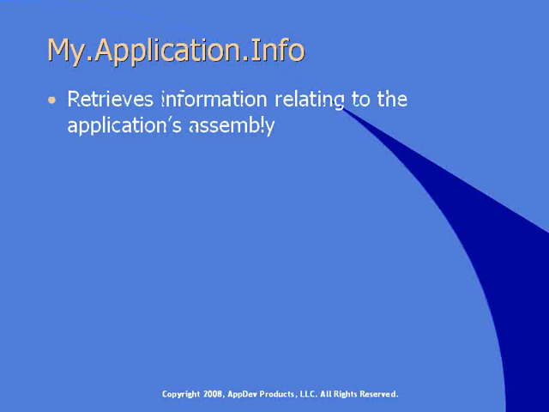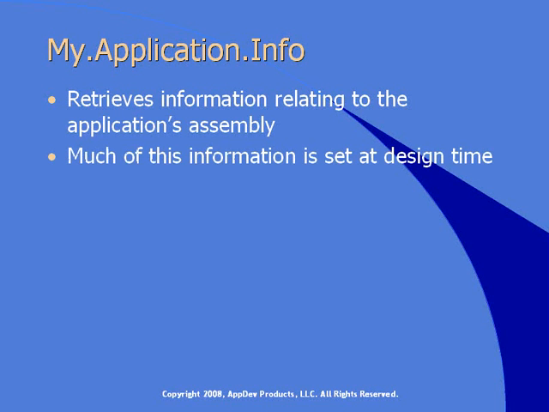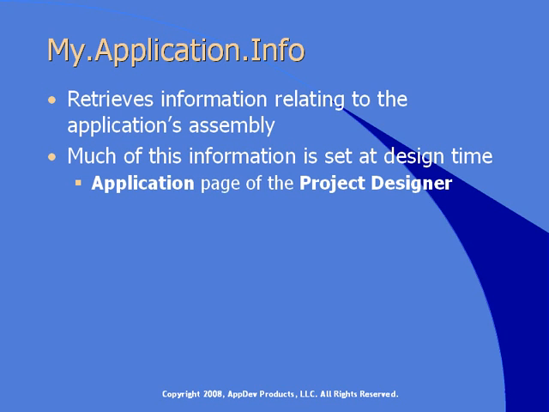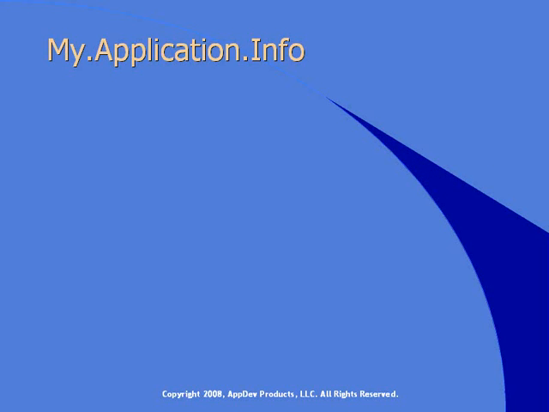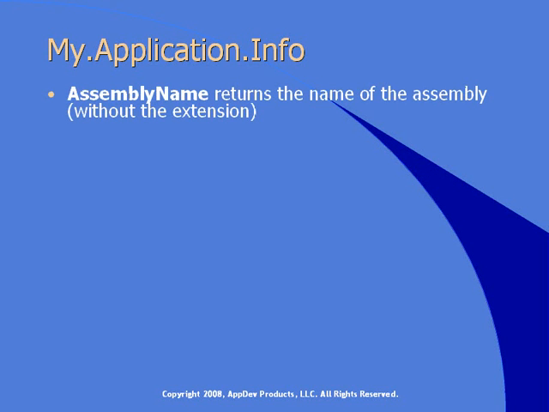My.Application.Info is going to retrieve information about the application's assembly. And most of this information you're going to set at design time. So if you go into the application page of the project designer, you can access the assembly information dialog box. You enter information there about the assembly, and then you can get to all of that information using My.Application.Info. And specifically, the AssemblyName property of My.Application.Info returns the name of the assembly, minus the extension, of course.